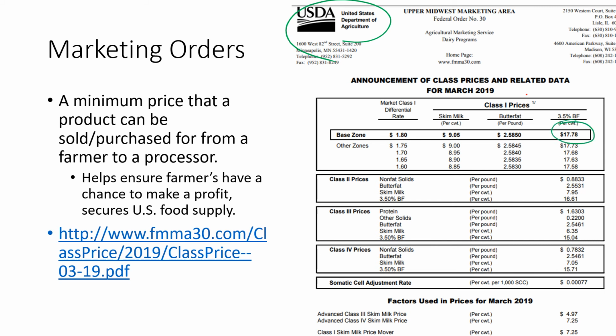So in this case, this is an example from March 2019. For this particular type and class of milk, the price was set at $17.78 per 100 pounds of milk, so processors cannot buy it from farmers for less than that. Again, it's this agreement between processors and farmers that's put in place by the government to make sure farmers will continue to have a profit, and it helps to secure the U.S. food supply.